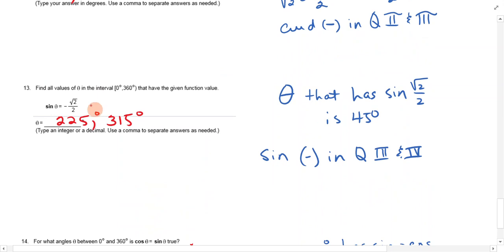13, sine is negative square root of 2/2. We know that that's a 45-degree angle. Where is it negative? Where's sine negative? Quadrant 3, quadrant 4. So we get 225 and 315. You're saying 180 plus 45, 360 minus 45.